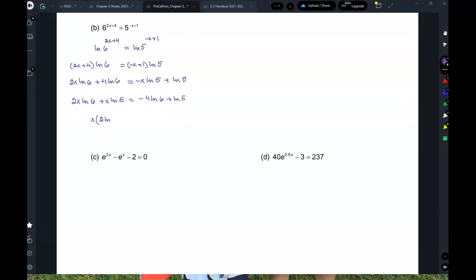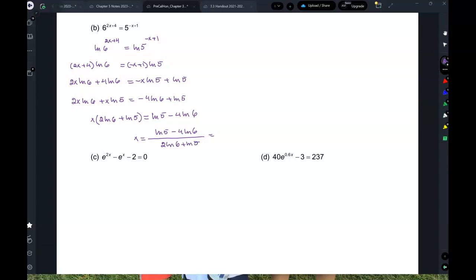I have 2 ln of 6 plus ln of 5 equal to, okay, this is where the math me gets in the way. Whenever I have a negative term and a positive term, I always write the positive term first. I'm just going to swap those terms so the negative is contained inside the expression, right? So I'm just going to swap these terms, ln of 5 minus 4 ln of 6. So now x equals ln of 5 minus 4 ln of 6 over 2 ln of 6 plus ln of 5.